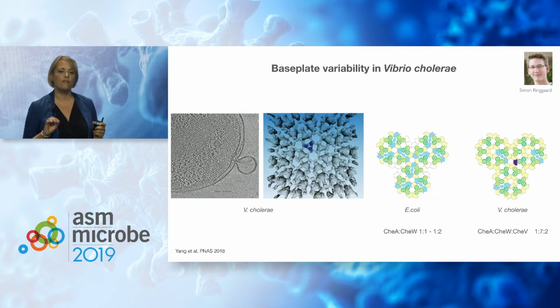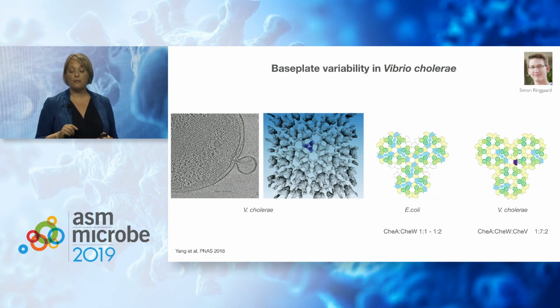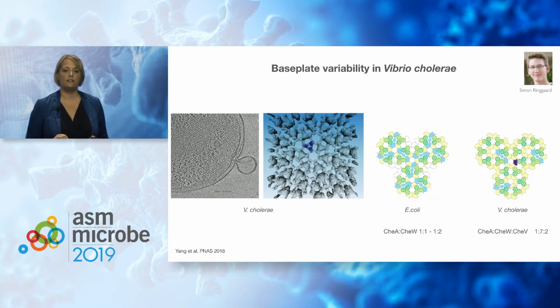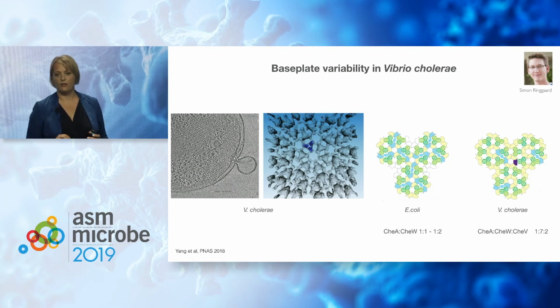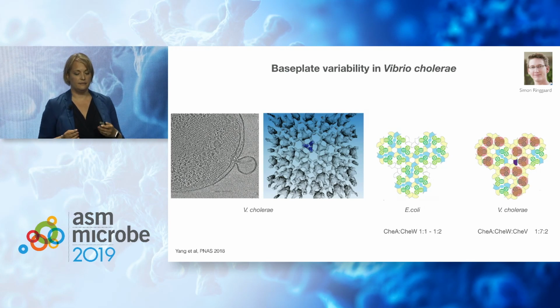So in Vibrio, we have much less kinase in the array. And on top of that, there are additional proteins in Vibrio that integrate into the base plate. So there's a protein called Kiwi and also PARP. Now, what does this mean?